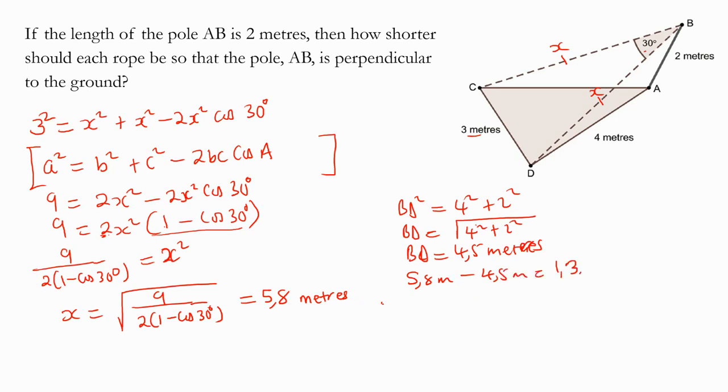And they're saying that therefore the ropes should be 1,3 meters shorter. Okay, right. We're going to meet when we do question 11.